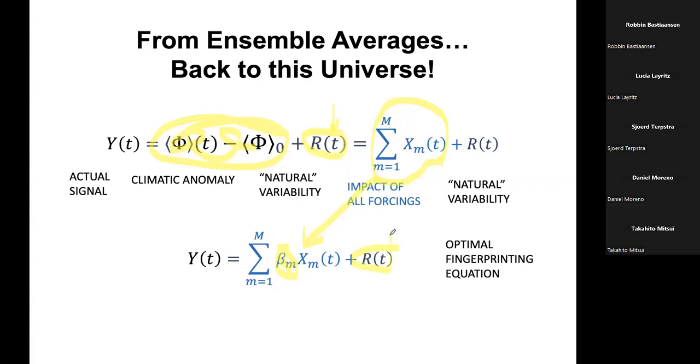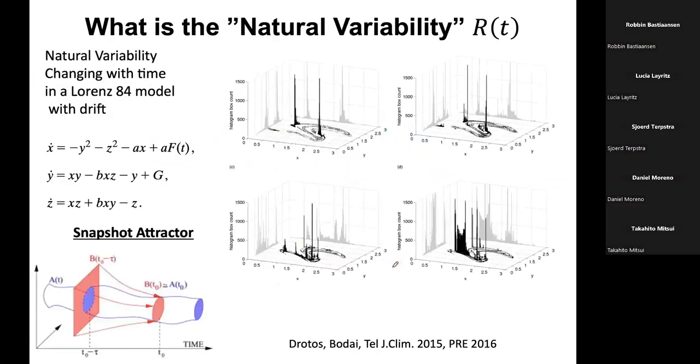Typically, in optimal fingerprinting, this natural variability is taken as the variability of the system in the unperturbed state. Actually, this is a simplification, because we know exactly what this so-called natural variability is. It is the variability associated with the fact that we have a non-trivial invariant measure at time t. This is associated with the properties of the so-called snapshot or pullback attractor, depending on how you want to call it. I will not go into the details.